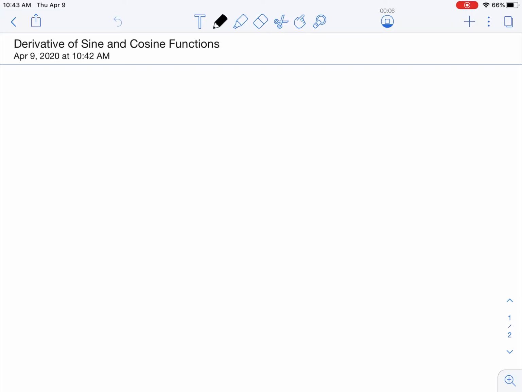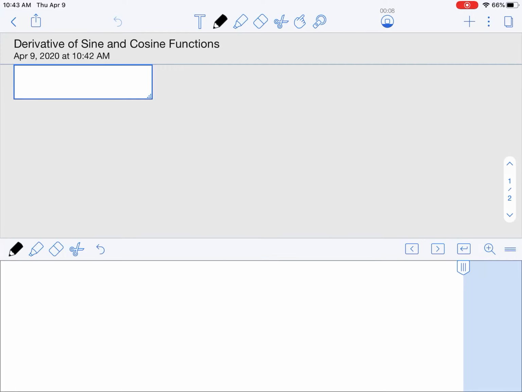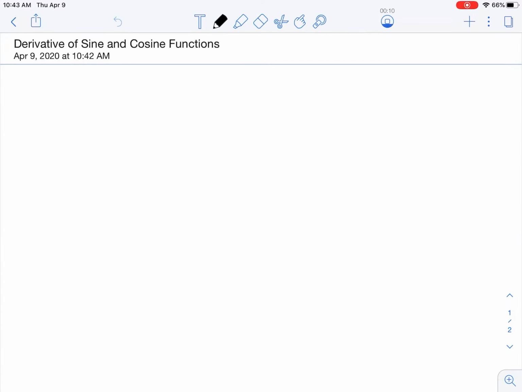Okay, so in this video we're going to look at how to calculate the derivative of sine and cosine functions. Basically, if you have y equals sine x, what would the derivative be? And if you have y equals cos x, what would the derivative be?